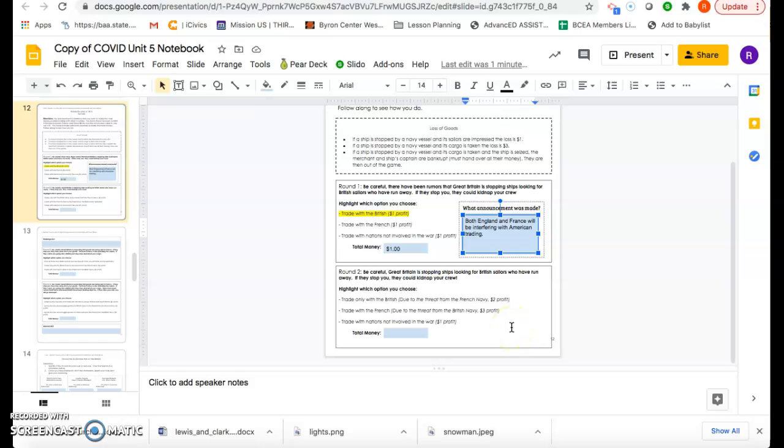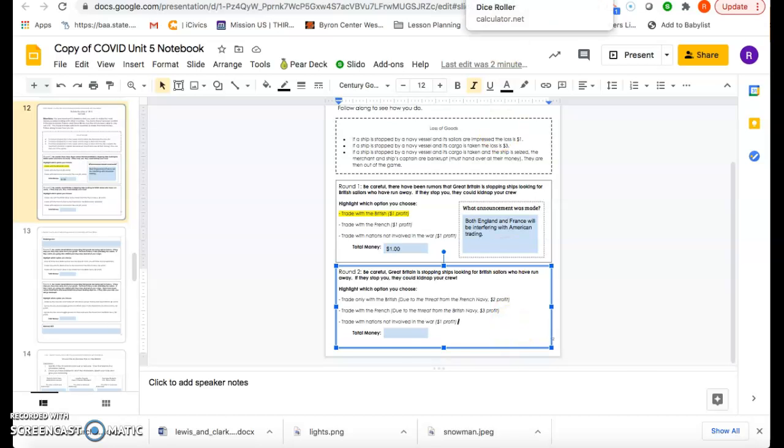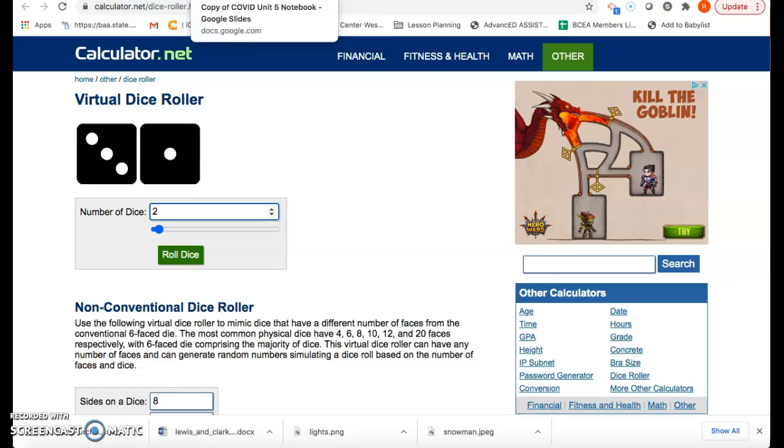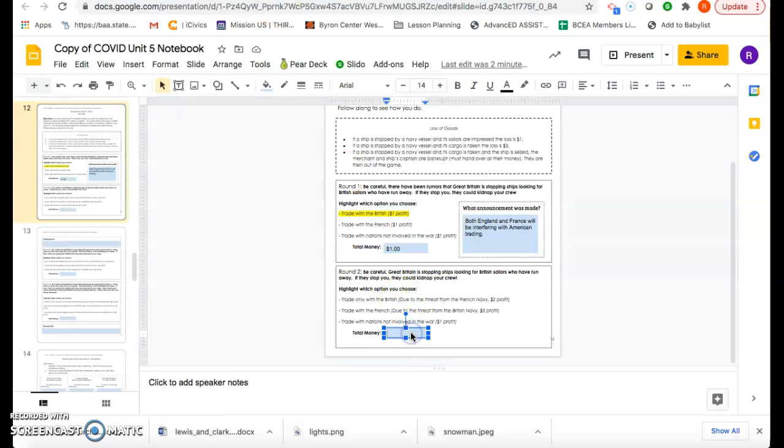So right now in your notebook, decide which one you are going to do. Are you going to gamble a little bit? Are you going to gamble a lot of it? Or are you going to play it safe? So make your decision and highlight. Go over to your dice roller. Choose if you're either doing 1 or 2, and roll the dice. Record your money here. Pause it so you can do this part of the activity.